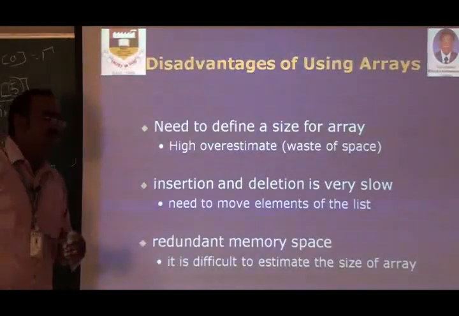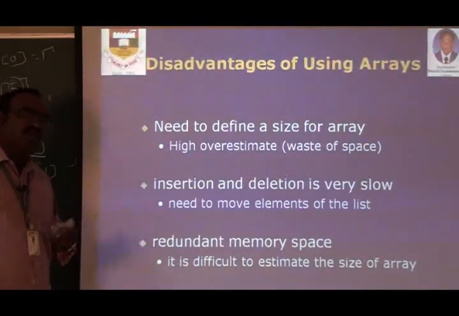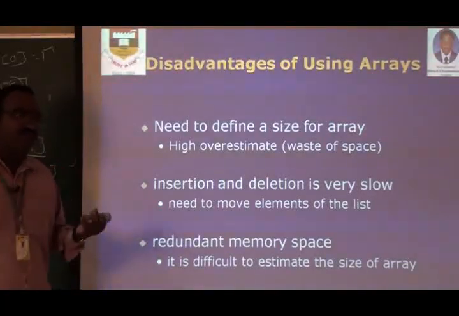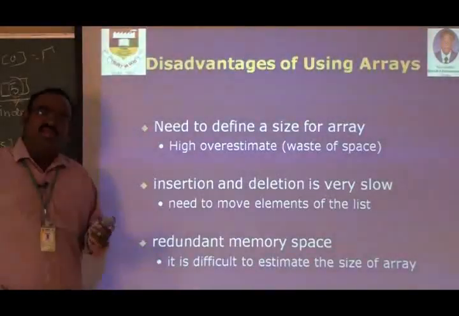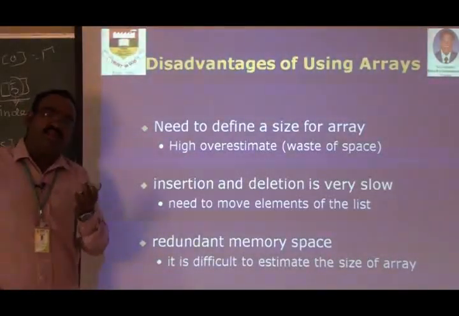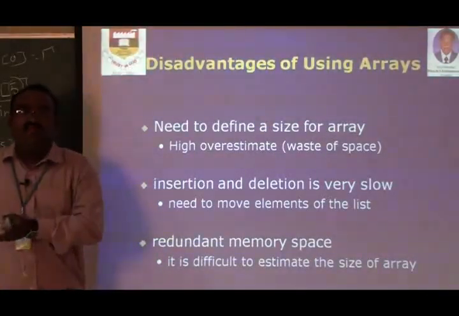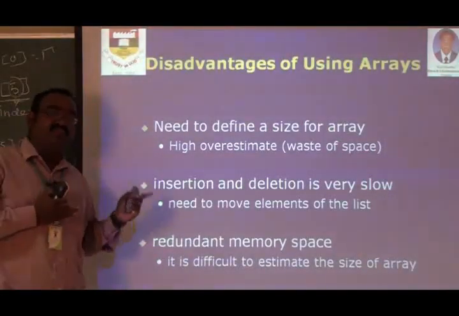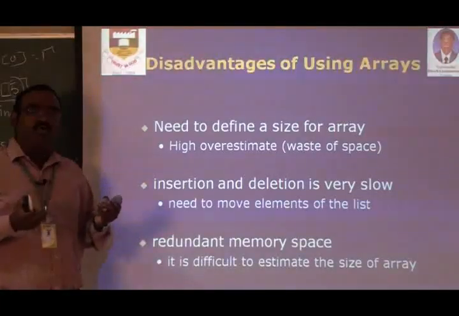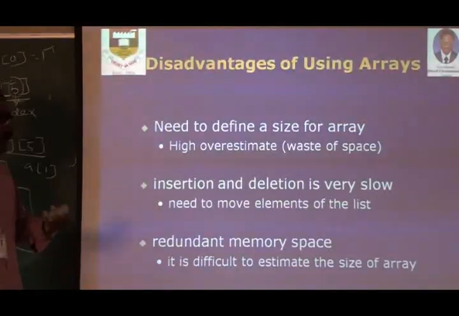Then insertion and deletion are very slow, because you start from the beginning, find the particular position, check the element, and then move the entire set of elements. For example, if you are going to delete the first element of an array of 100 elements, what happens? All the other 99 elements have to be shifted to the previous position. So 99 shifts are needed for deleting the first element, which is very slow. It also leaves redundant memory space, so a lot of memory is used.